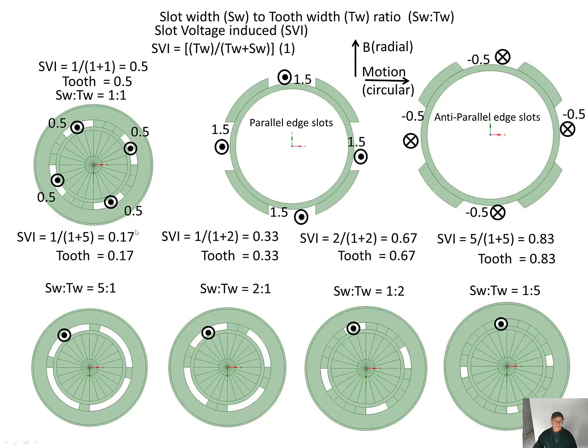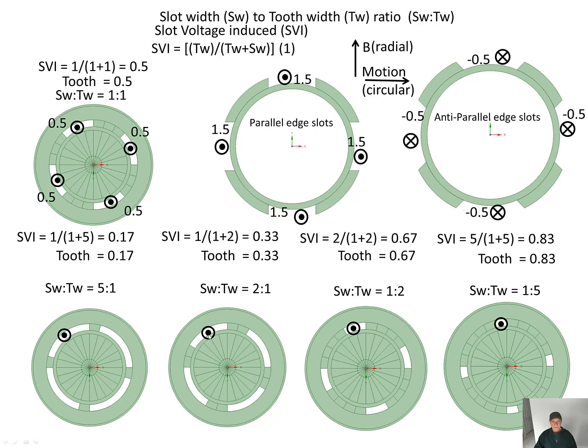Again, this is a summary showing different slot width to tooth width ratios. The slot voltage induced is TW, the tooth width, over the tooth width plus the slot width, times 1. Here is the case of a large slot width and a small tooth width. With a slot width to tooth width ratio of 5:1, the induction on the slot is 0.17, and the induction on the tooth is 0.17.